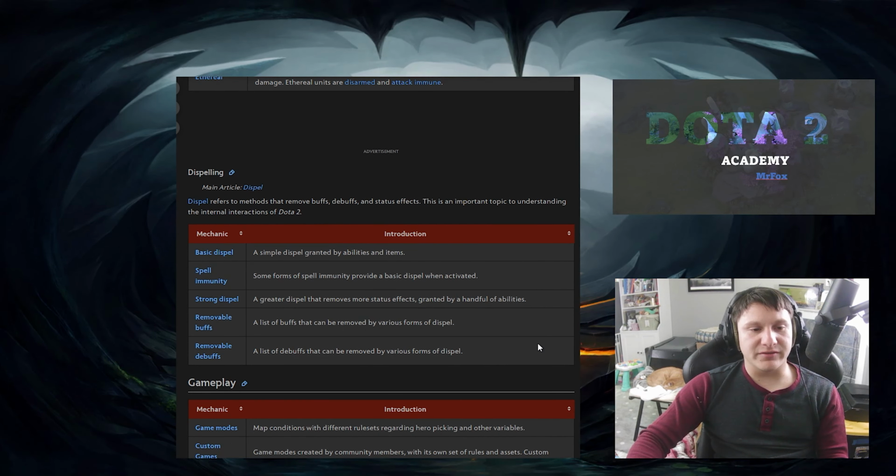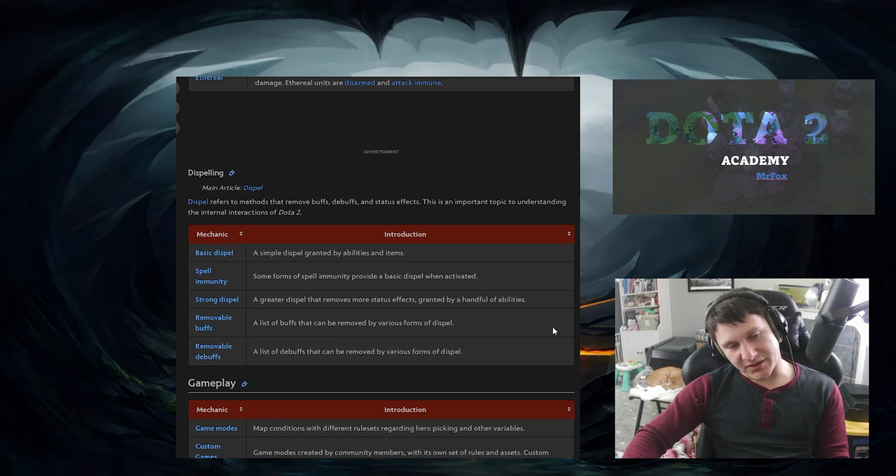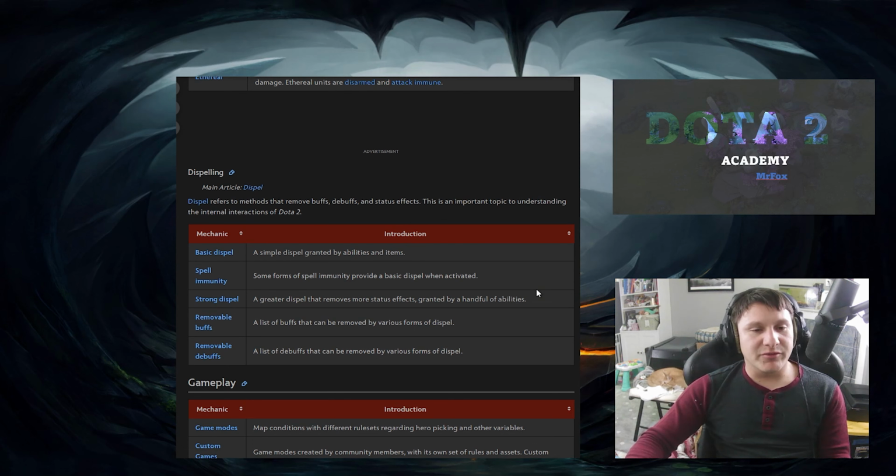And then there are removable buffs and removable debuffs down to dispels. So we have basic, strong, spell immunity, removable buffs and debuffs. What you really need to know is just kind of like basic dispels are going to get rid of some of the easy things that you're affected by, while a strong dispel is going to give you more and more. Okay, spell immunity is when you use a certain item that grants spell immunity. It also comes with a basic dispel. I believe BKB would be a good example of that, and we can go into items soon.